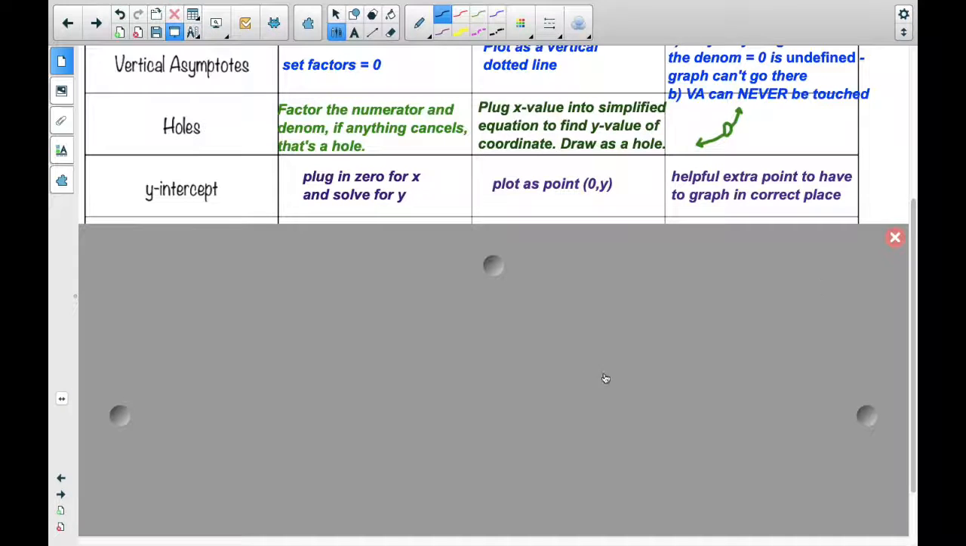Y-intercepts. For any kind of function, for a y-intercept, we plug in a 0 for x and we solve for y. And then you just find that point and you plot it. Why do we want this? Well, the only reason is that this is a helpful extra point to have on your graph. Because sometimes we get this graph and we don't know, is it supposed to go up here or is it supposed to go down here? Well, having a y-intercept is another place that gives you a hint of where it should be.